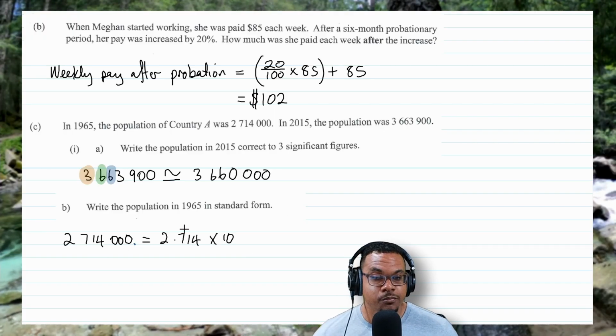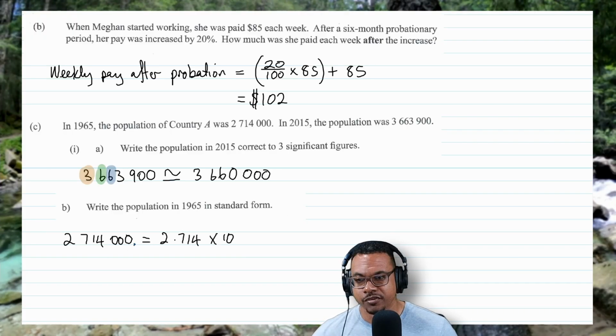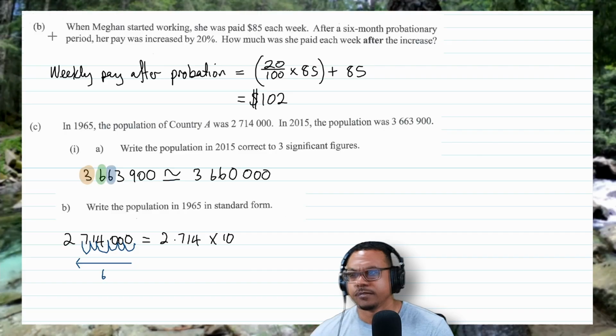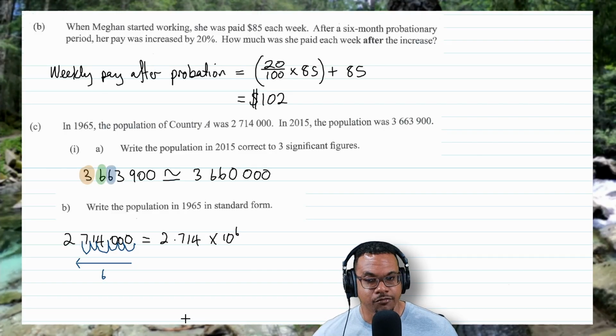And now we move the decimal point right before the 2. So we'll be moving it 1, 2, 3, 4, 5, 6. All right, so that's 6 places going to the left. All right, so going to the left would be a positive power. So that'll be 10 to the power of positive 6. And that's your answer there in standard form.